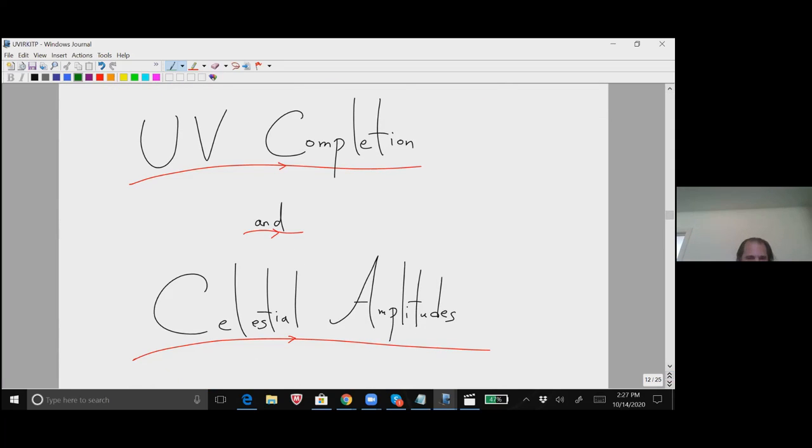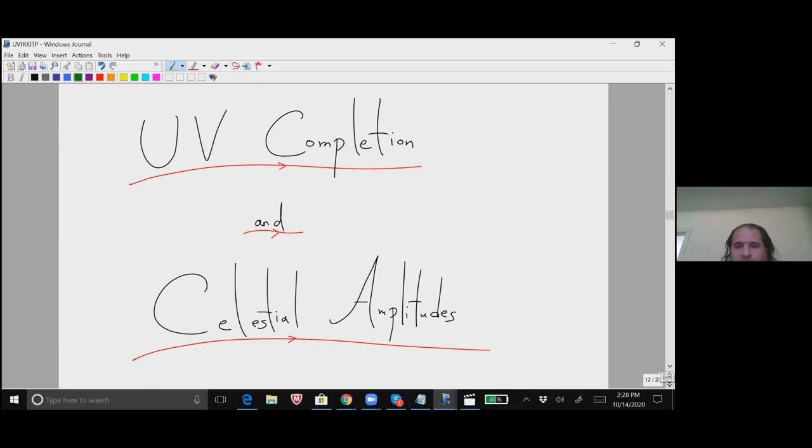So now let me switch to the second subject, which, as I say, is related. It picks up from this point of trying to think about a way to force the issue of UV completion on us. And I want to talk about UV completion and celestial amplitudes.